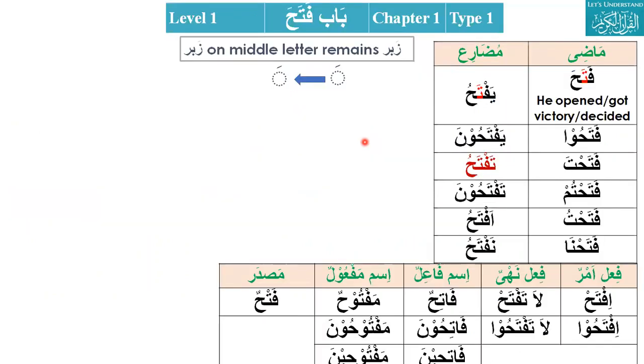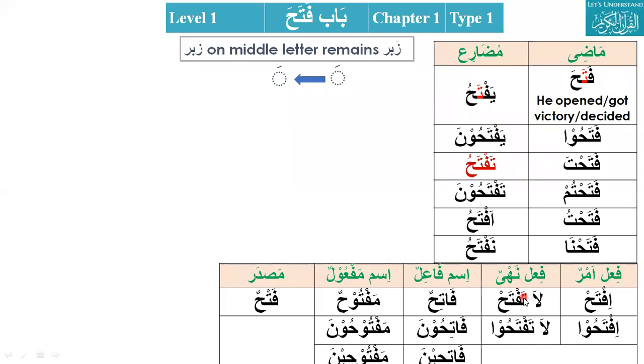As in the table we have seen, we take one word, and that word is changing its shape, and as it changes shape, its meanings are changing. Like fataha, we took madi, mudare, amr, nahi, fa'il, maf'ul, and masdar. So we take one word, give it other shapes, and we know the meaning, and now we understand it. This table has two important things. One is fi'il, and second is ism.